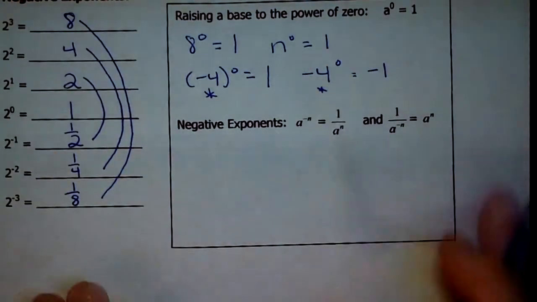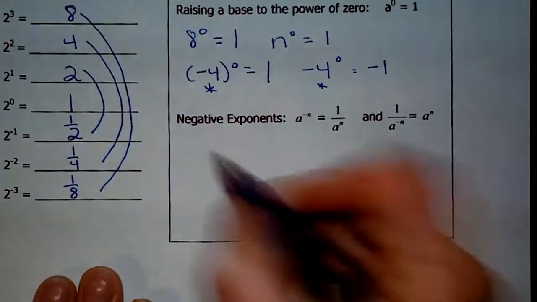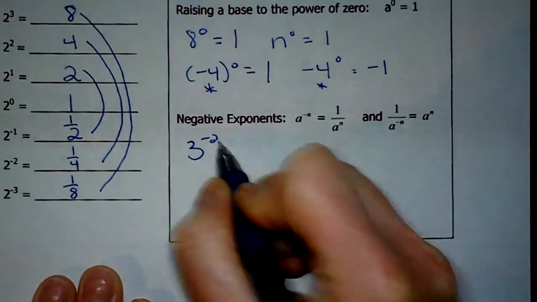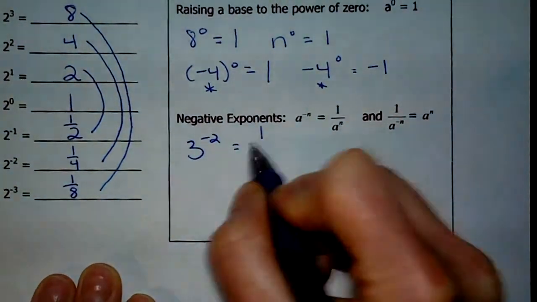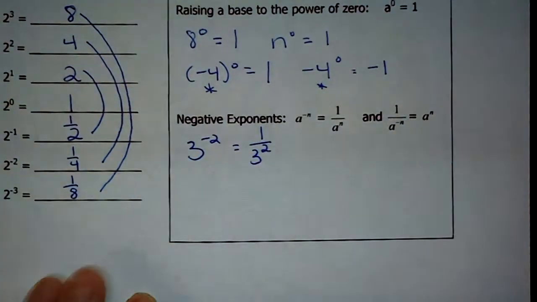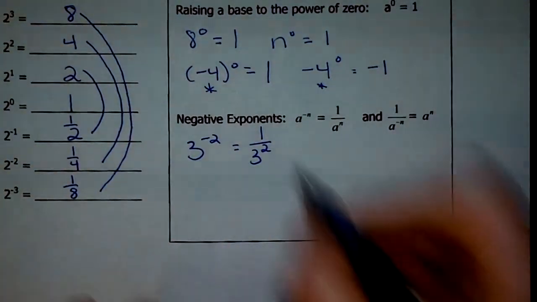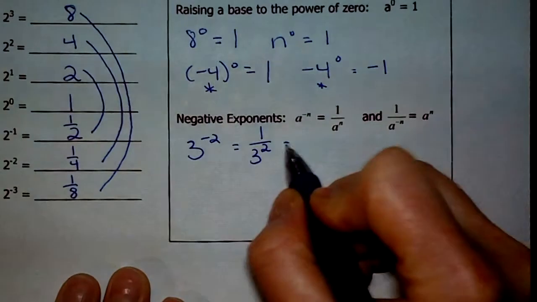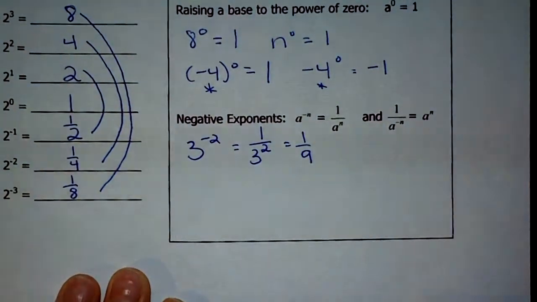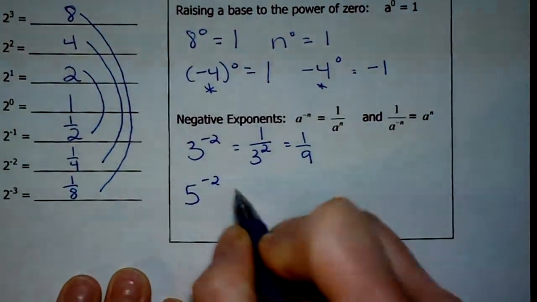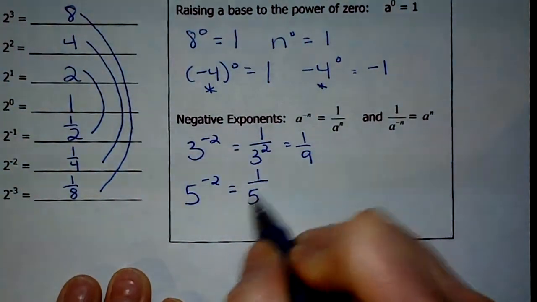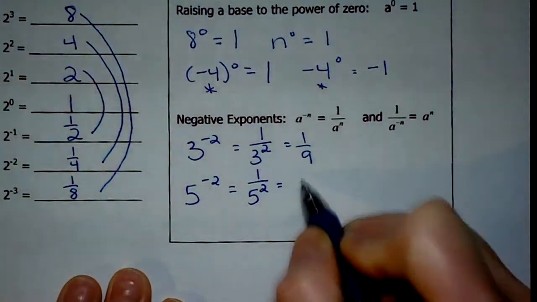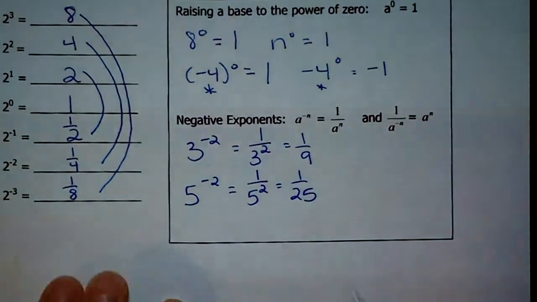All right, when we're looking at this relationship here, just to put numbers with it, if you were given 3 to the negative second power, I know this is equal to the reciprocal of 3 to the positive second power. So 3 to the negative second power would be 1/9. If I gave you 5 to the negative second power, I know that this is the reciprocal of 5 to the positive second power. So my solution would be 1/25.